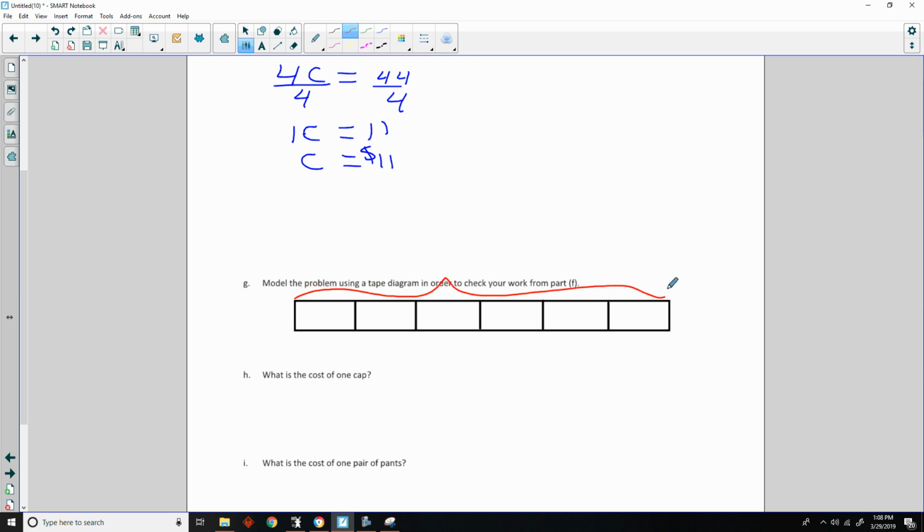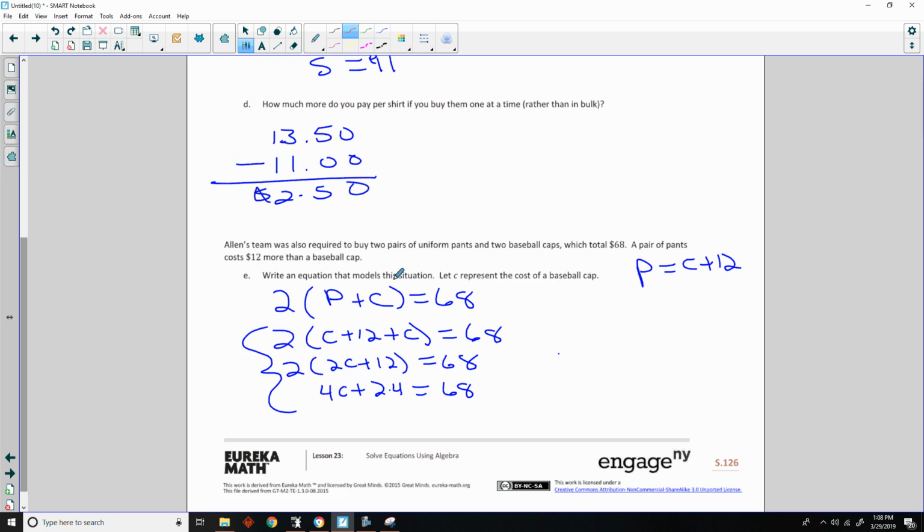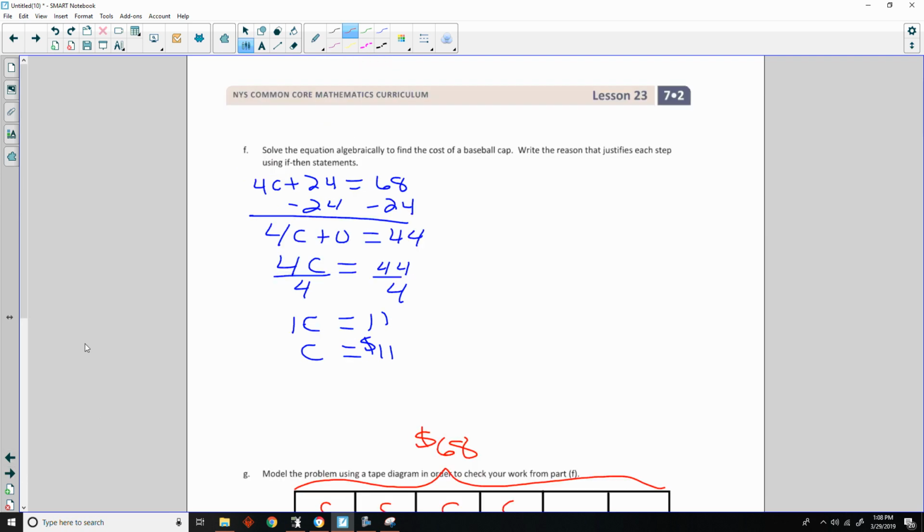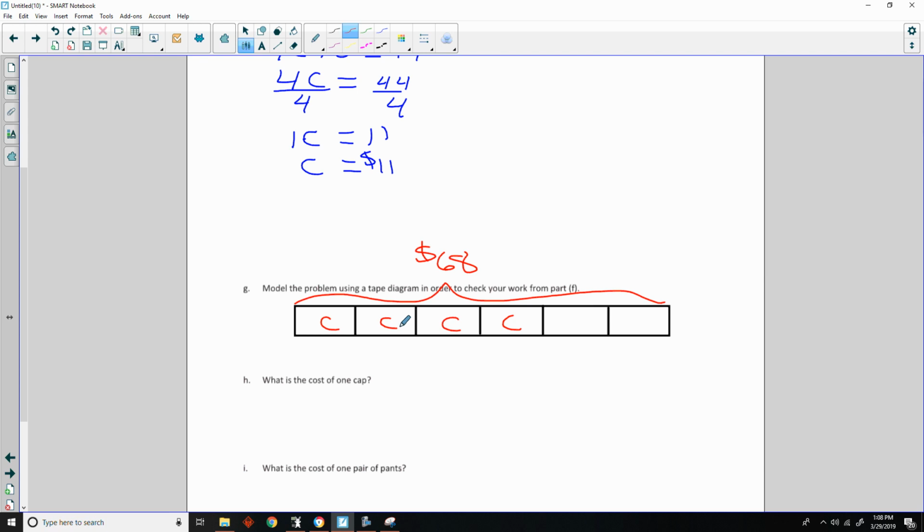Well, the whole thing is 68 bucks. And this is a cap, and this is a cap, and this is a cap, and this is a cap, and this is a what? If I go back, it says a pair of pants costs $12 more than a baseball cap. And we're buying 2 baseball caps. So this is a cap, and this is a cap. And this is a cap plus 12. So that's the cap plus 12. That's a pair of pants.